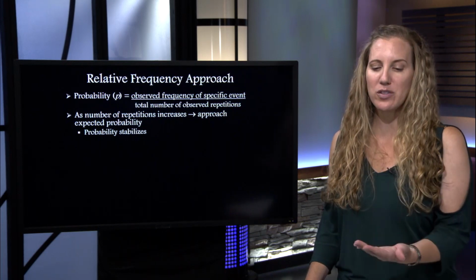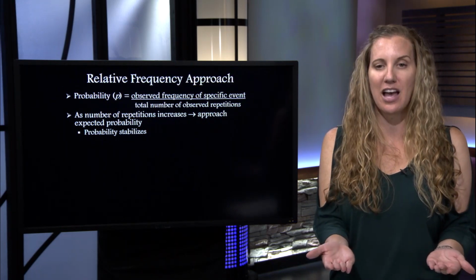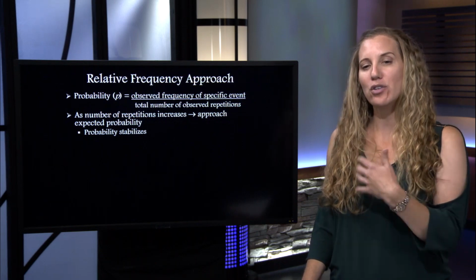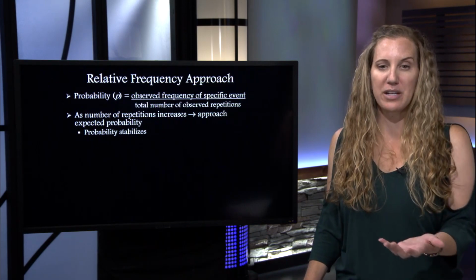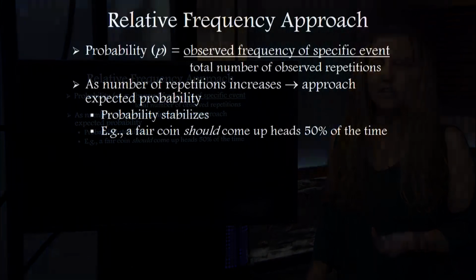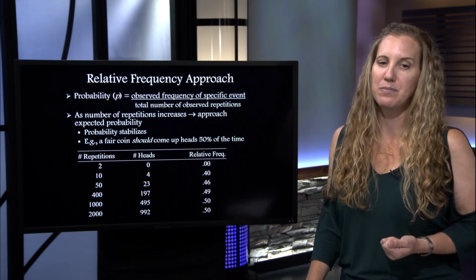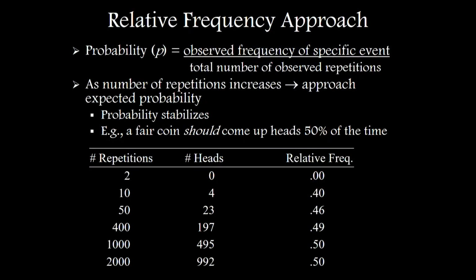If I only toss the coin twice, the chances are not that great that I'm going to get heads once and tails the next time, or if I had 2 coins, that I would get that. But as I get larger and larger numbers of repetitions, I'm going to begin to approach that expected probability. Again, a fair coin should come up heads 50% of the time. But anybody who's spent time flipping a coin knows that sometimes it doesn't work that way. If I'm only flipping the coin twice, it's quite possible that neither time I'm going to get heads.